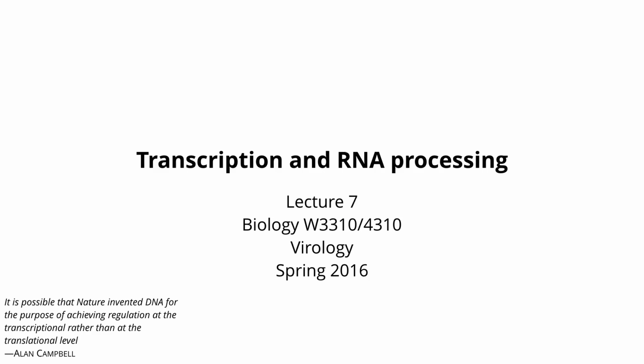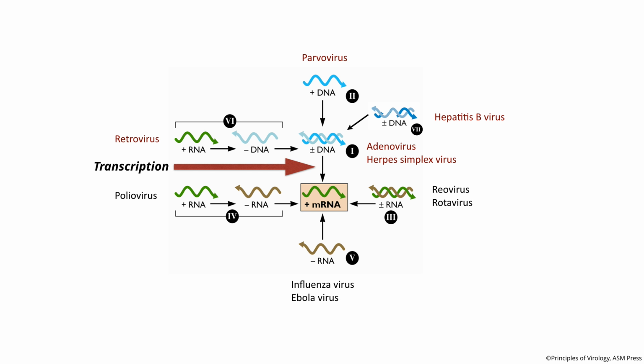Today we're going to turn to transcription and RNA processing. We're going to move from the RNA viruses that we talked about last time to mainly viruses with DNA genomes and see how they make messenger RNA. So the red arrow illustrates what I mean by transcription. This is a process specific for DNA viruses.